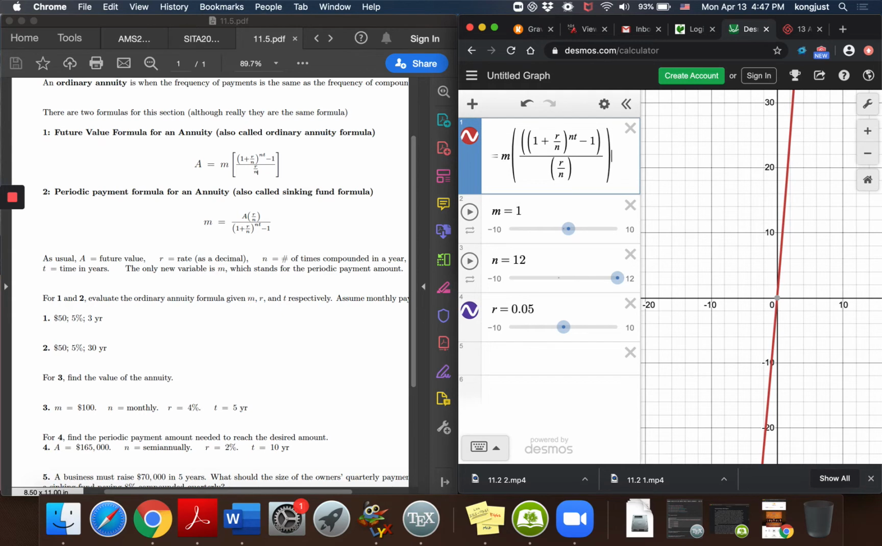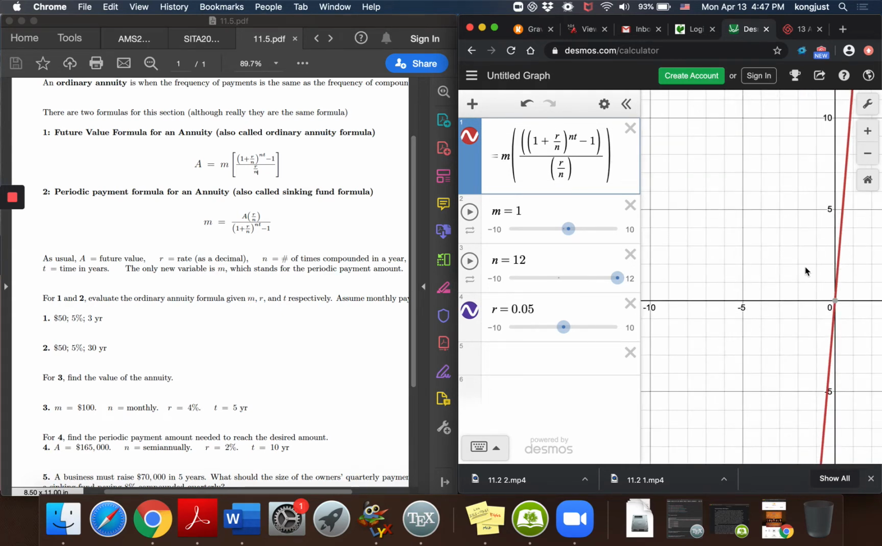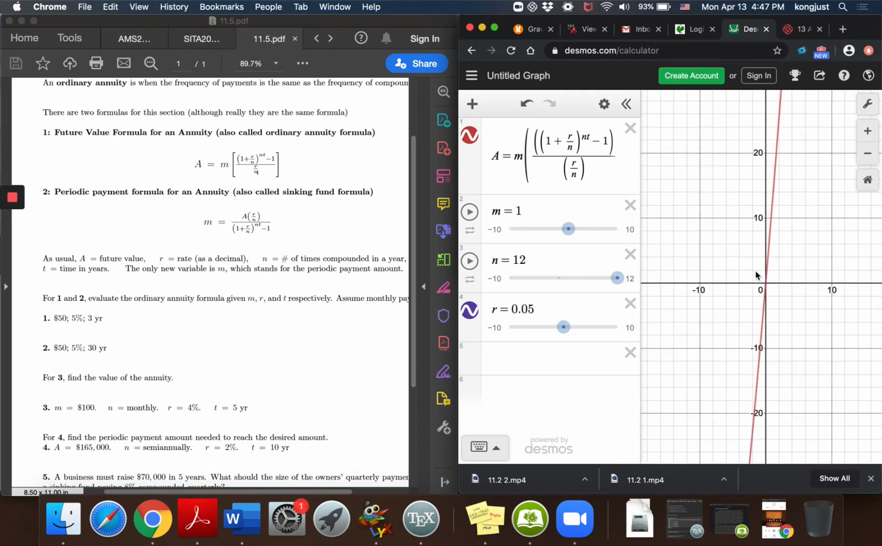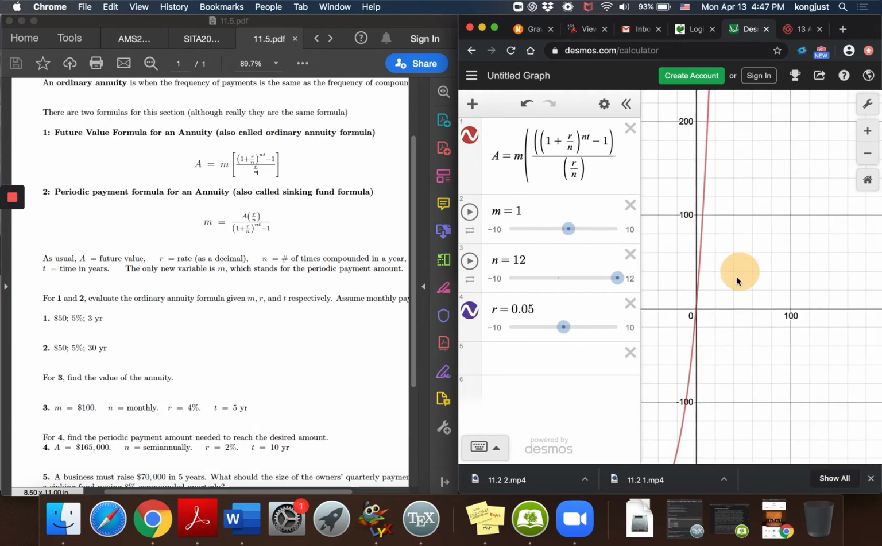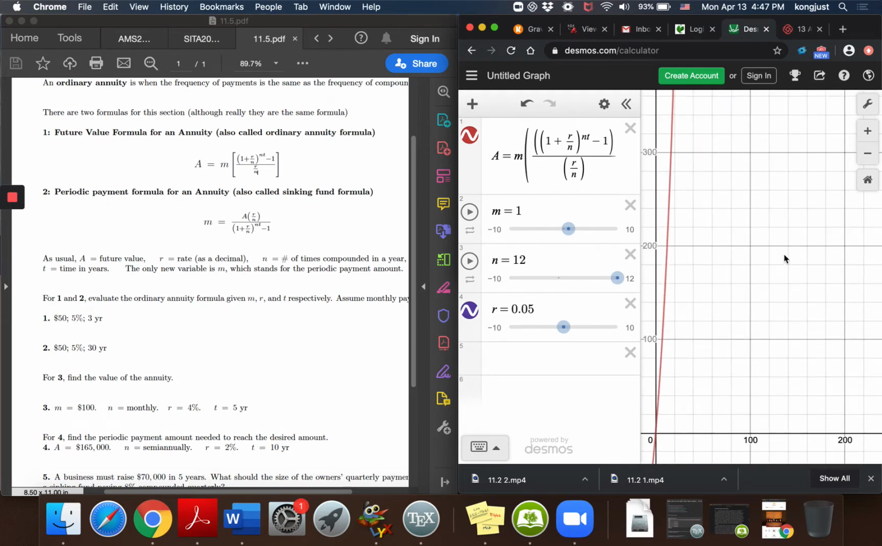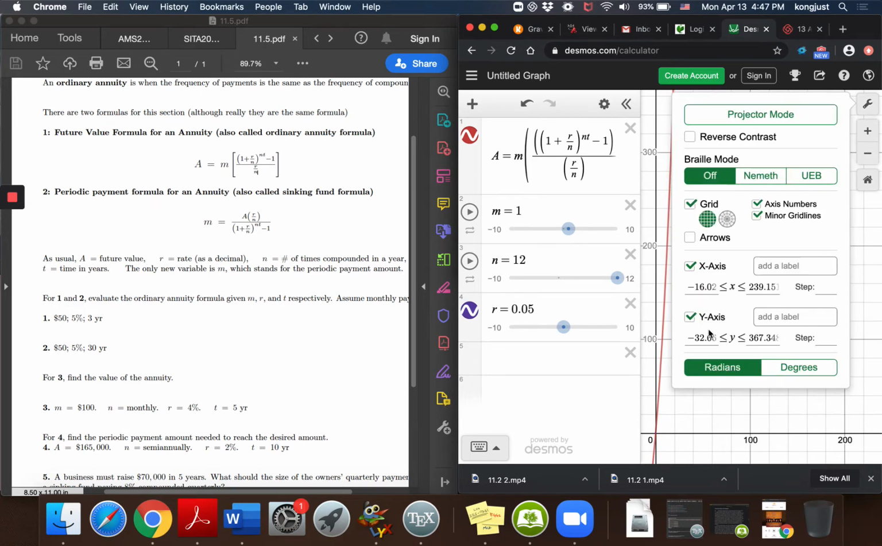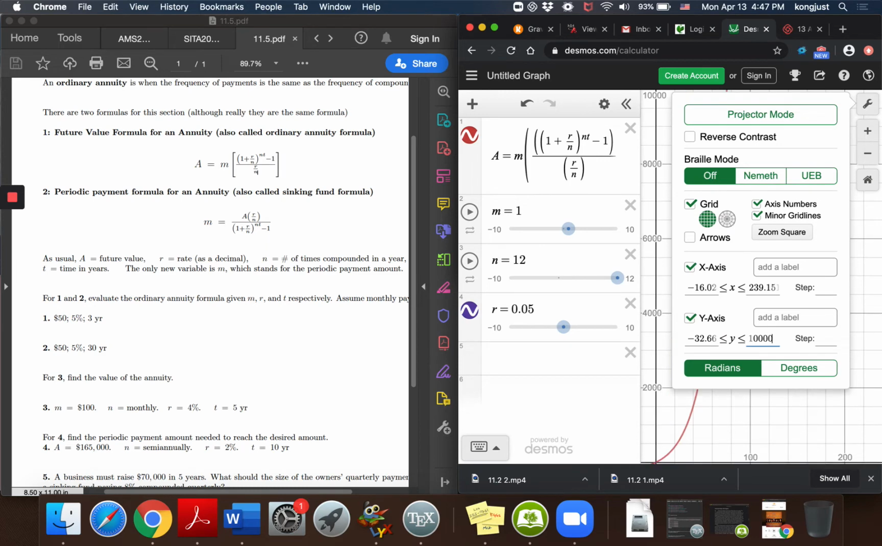Did I enter this correctly? Let's see. Okay, so the axis in the bottom is representing the number of years, yeah? All right, it's kind of hard to see because my scale is off. So to adjust my scale, things are going too quickly for me to get a good picture. So I'm gonna change my y-axis scale and say, let's take it to like 10,000, maybe 100,000, let's see.